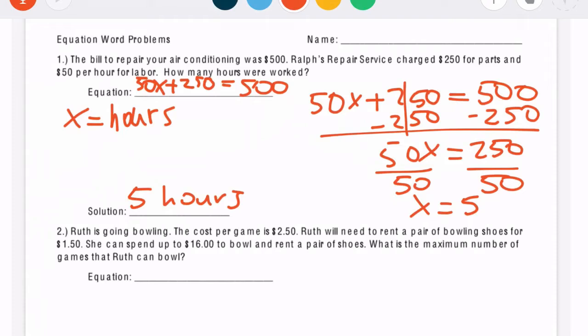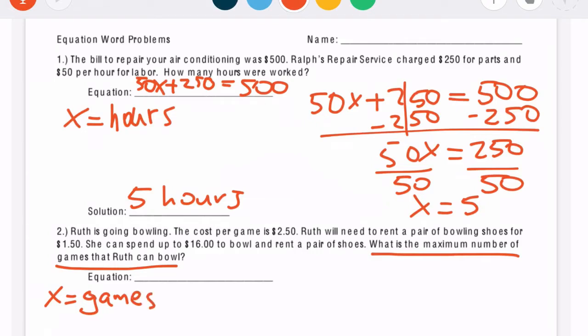So for the next problem, again, we need to define what our variable is. This is kind of a little trick. If you look at the last sentence of these questions, a lot of them will tell you what the variable should be. So what is the maximum number of games that they can bowl? So x is going to be the number of games. That's what we're trying to find out.